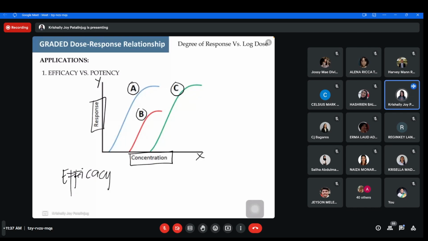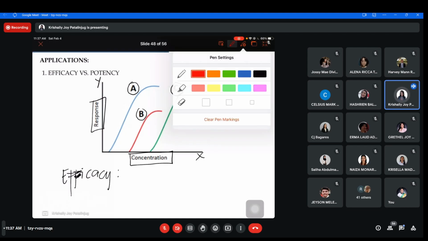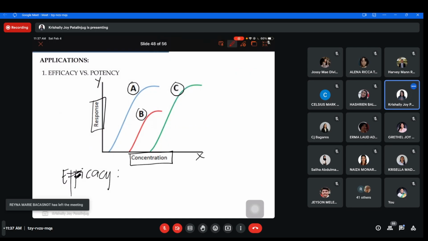So, kumbaga, you try to determine which is more effective, which is more potent here, which is least potent, which is least effective. So pwede nyo siyang ma-identify given this graph. Balikan natin yung efficacy. Di ba sabi sa efficacy, yan yung maximum achievable response of a drug.